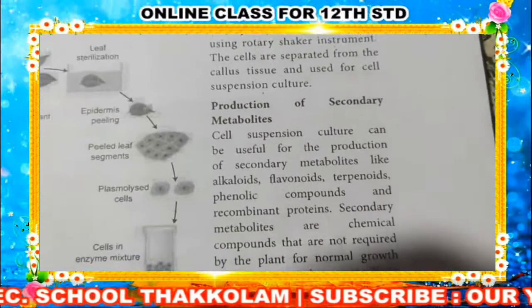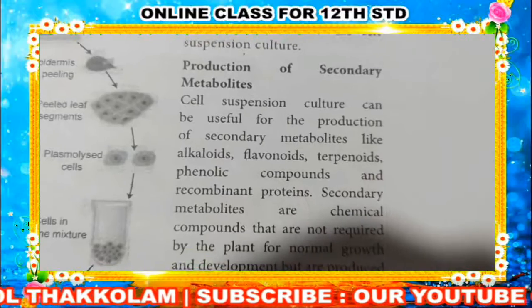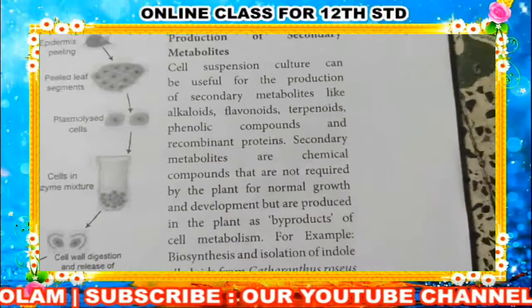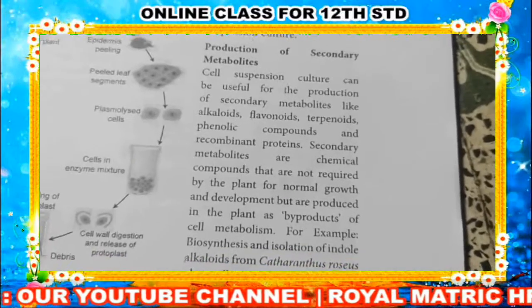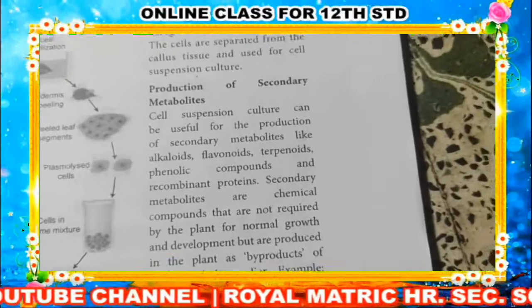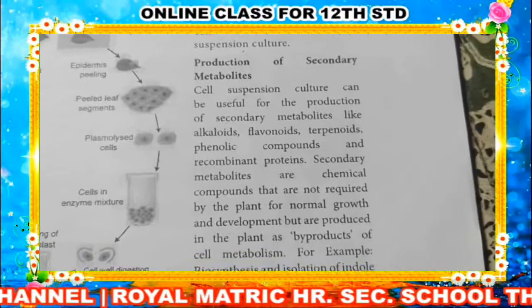Now, production of secondary metabolites. This paragraph is telling about plants. Certain plants produce some metabolites that are not useful for the plants, but they are useful for humans or other uses.